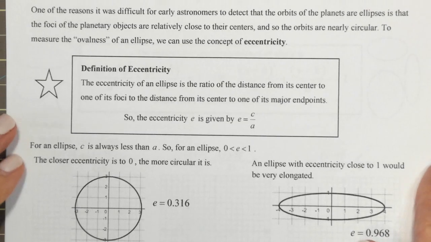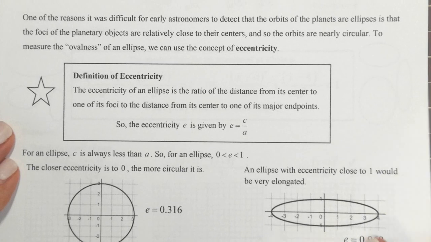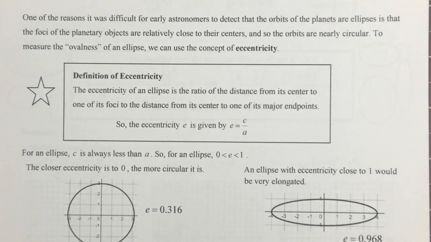Another aspect of ellipses is eccentricity. One of the reasons it was difficult for early astronomers to detect that the orbits of the planets are ellipses is that the foci are relatively close to their centers. So their orbits are very nearly circular. To measure the ovalness of an ellipse, we can use the concept of eccentricity.